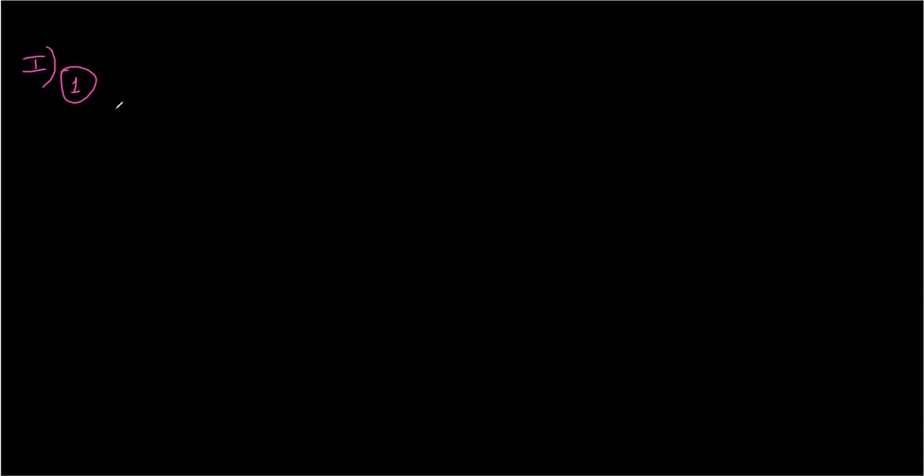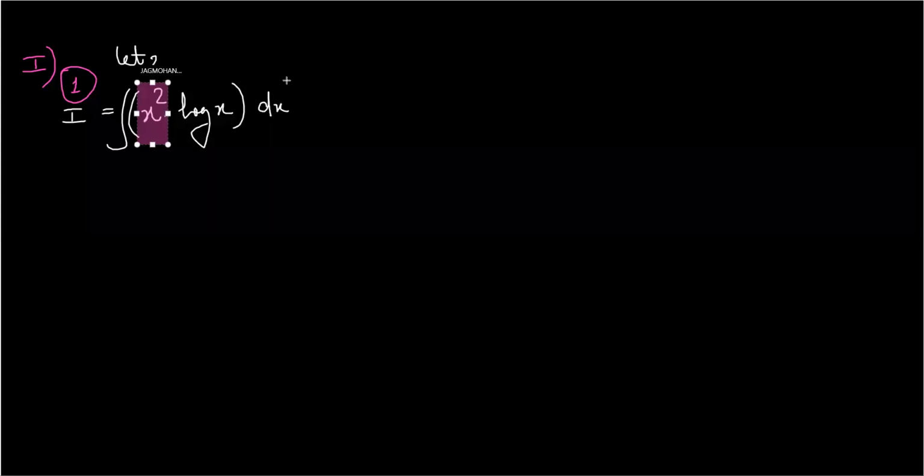So here we have to integrate x square multiplied by log x dx. So how do we begin? Always we write let I equals the integral of x square into log x dx. So students, what you notice is that you got a product of two functions. One function is x square, which is an algebraic function, and the other function is a logarithmic function.